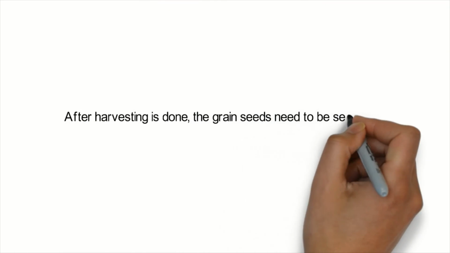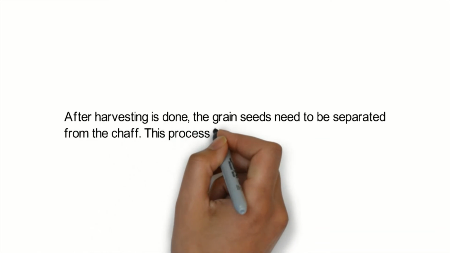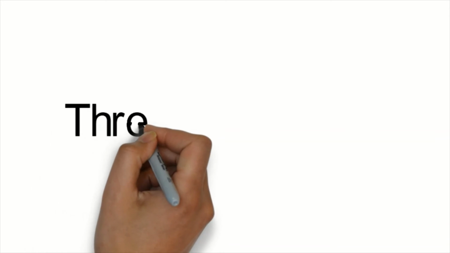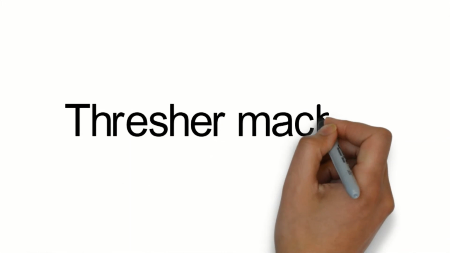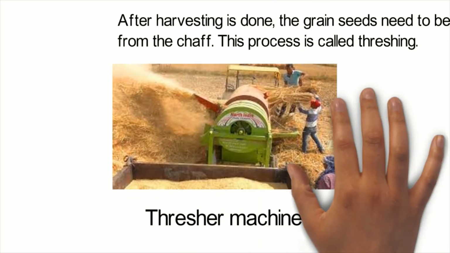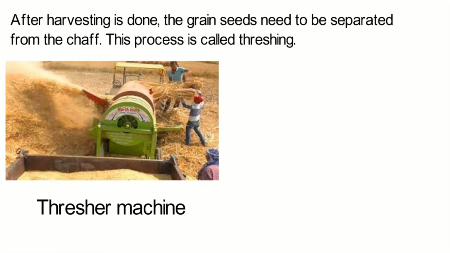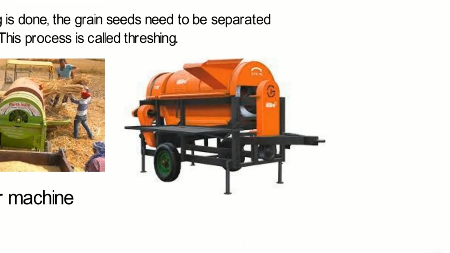After harvesting is done, the grain seeds need to be separated from the chaff. This process is called threshing. A thresher machine is used for threshing. This is a thresher machine which works on the principle that when the grains are inserted from one side, the chaff will get separated from the grains.